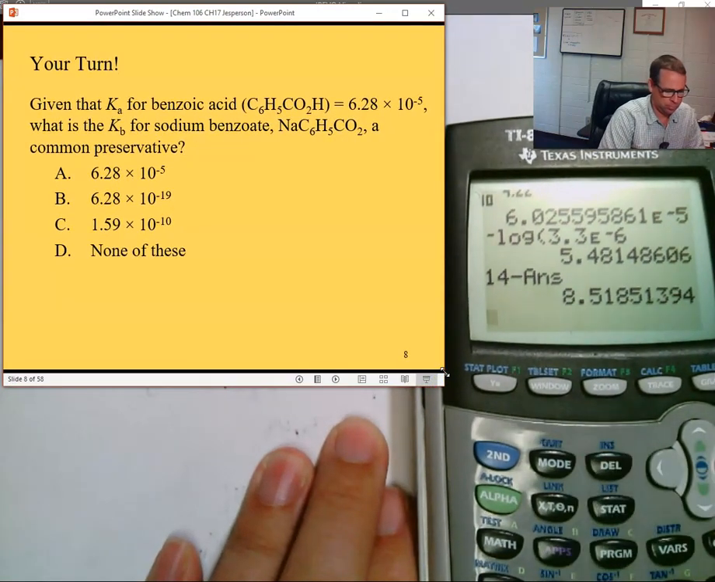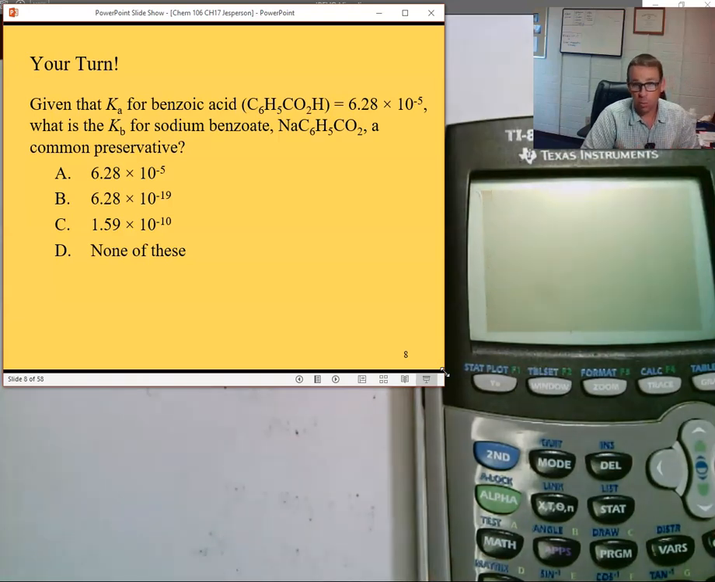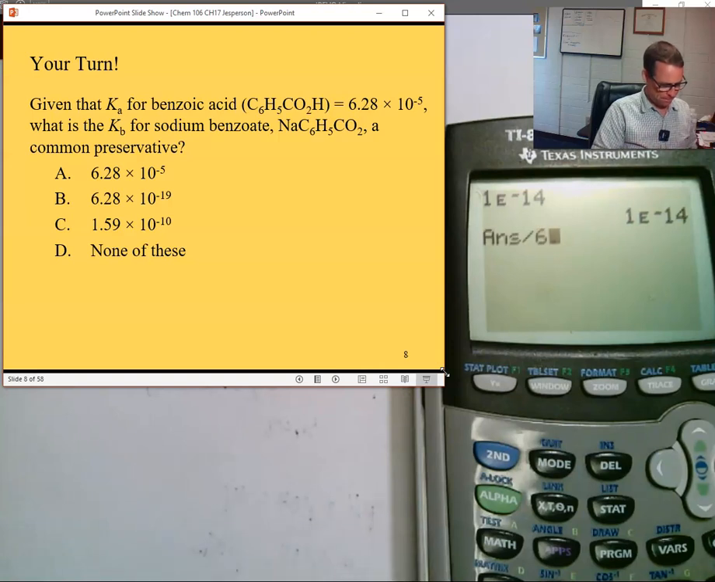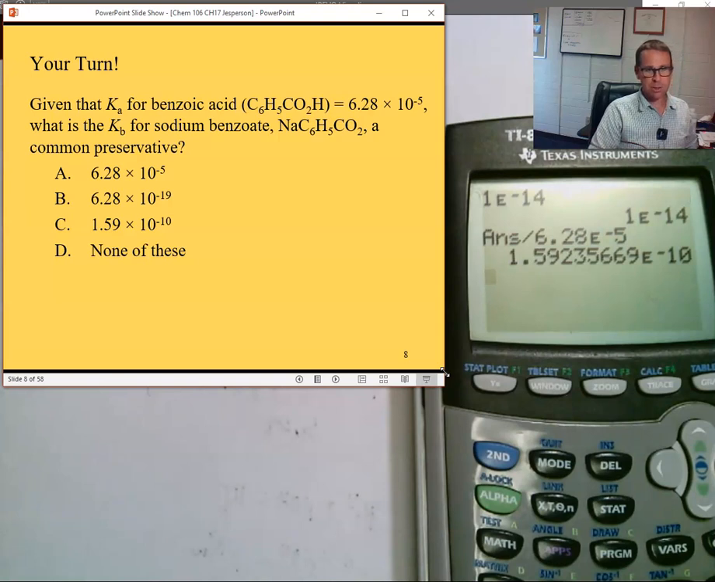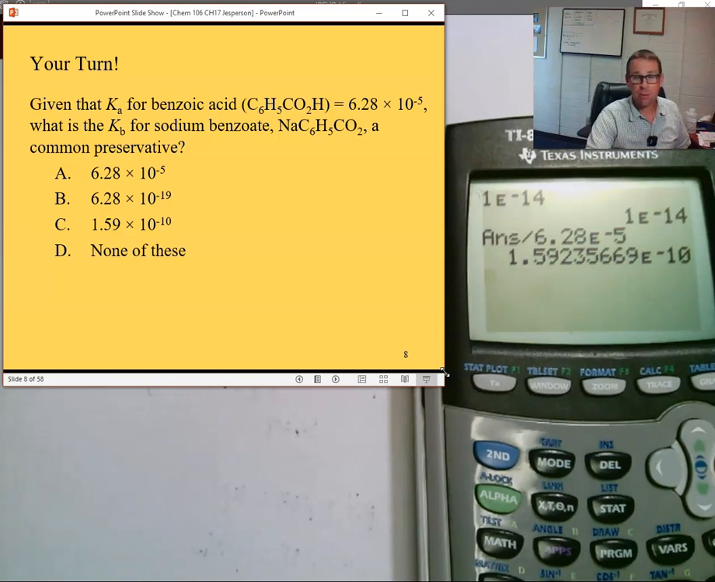Do we need to know Kw to solve this? We do, but Kw is always the same. Do you remember what it is by chance? Is it just 1 times 10 to the negative 14th? That's right. 1 times 10 to the minus 14. That is our Kw. So what are we going to do with that value? Okay, so you just divide that by 6.28 times 10 to the negative 5th. Is that our answer, or is there something else we've got to do? I think that's it. That's right, that's it.